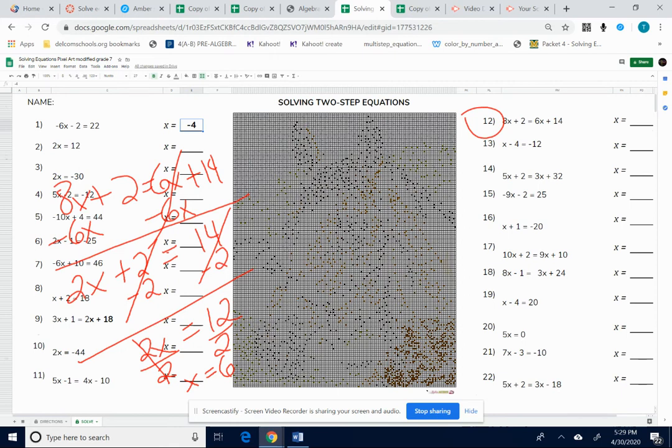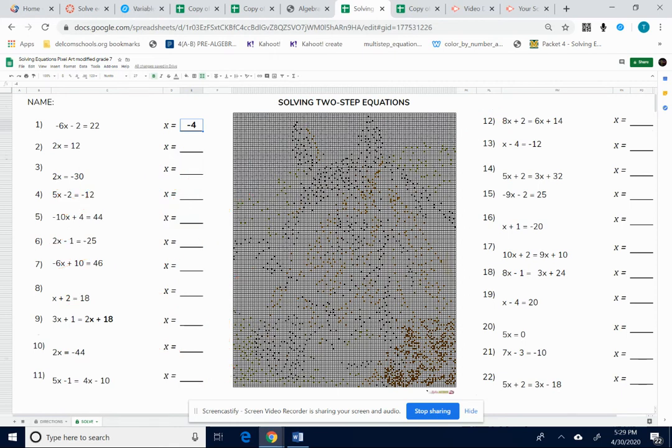I'm going to take that off my screen. I'll click up to problem 12 where it says x equals, click on top of that space, and type in 6. It's red. I'll click enter, and hopefully it will turn black and I'll get part of my puzzle. I clicked enter, and it turned black, and I'm getting more of my puzzle.